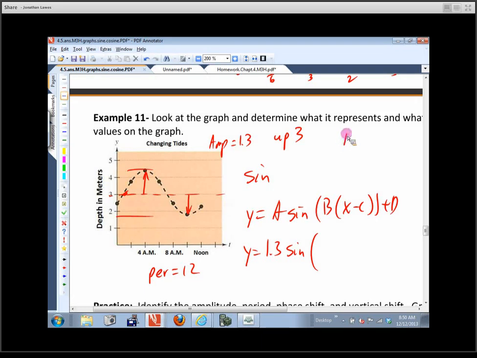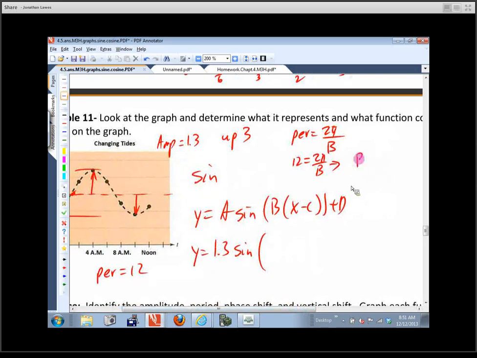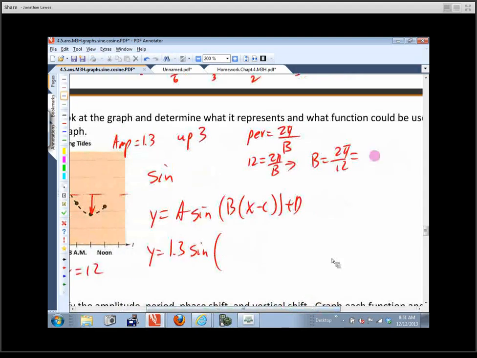So the formula is the period is the old period, which is 2 pi divided by b. What is the period? We can look at it until the period's 12, right? So this is going to be 12 equals 2 pi over b. So let's figure out what b is. B would be 2 pi divided by 12, so b would be pi over 6. So we can put a pi over 6 right here.